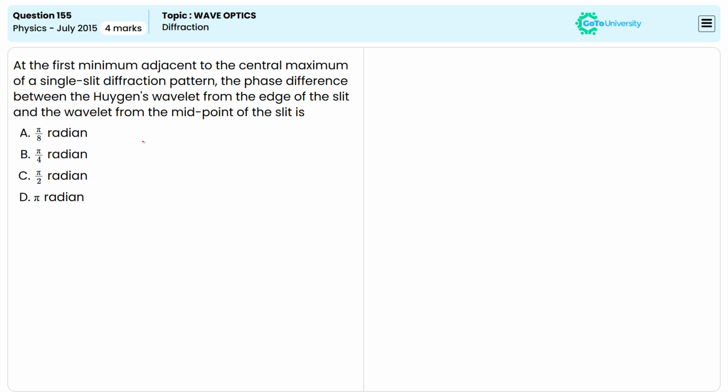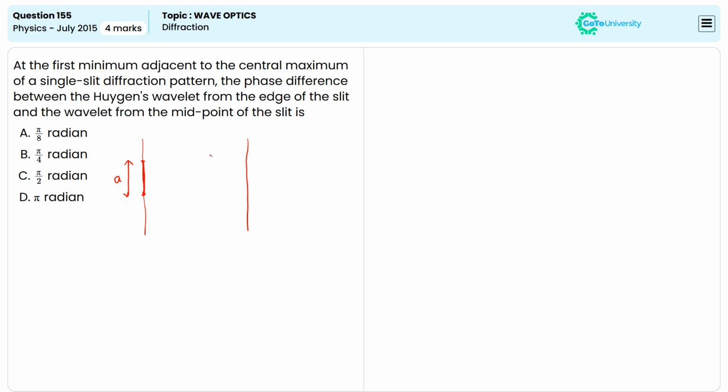Let us first draw the screen. This is the screen, and here a single slit is there. The width of the slit we can take as a. This is a single slit and the width is a here.